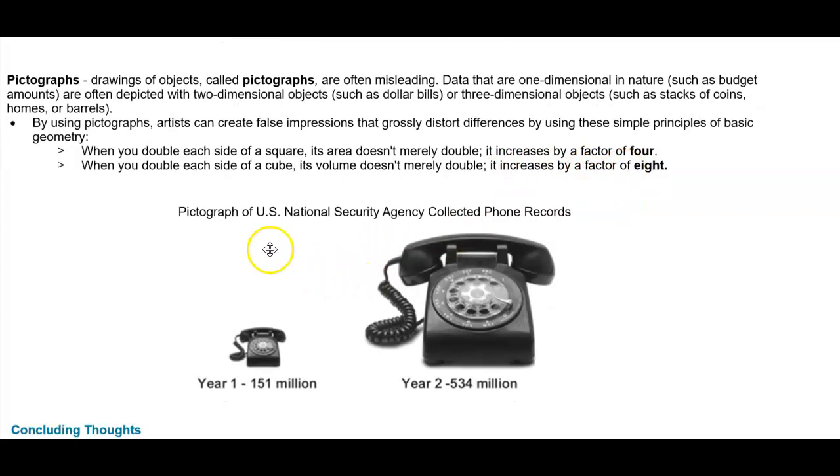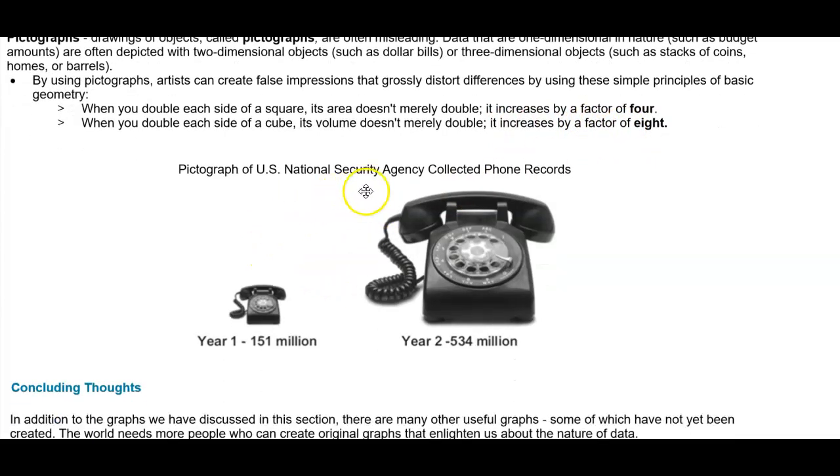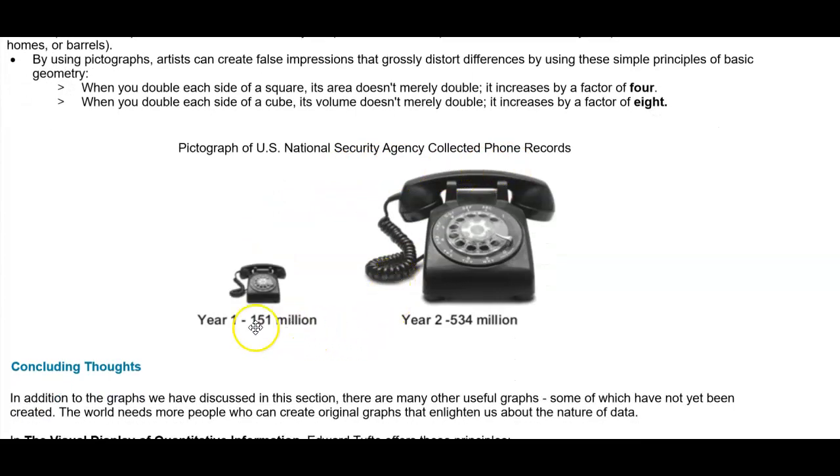Now, here's a pictograph of U.S. National Security Agency collected phone records. It says here, year 1, 151 million, and year 2, 534 million. You can see that these particular phones are now exaggerated here to not necessarily show the proper way of what these amounts look like.